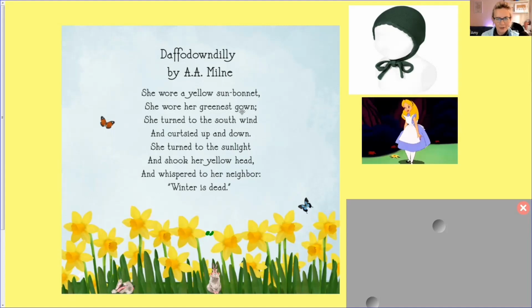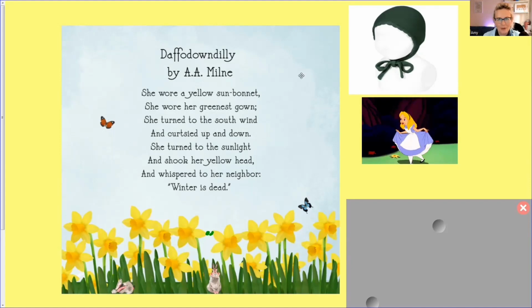Her greenest gown. A gown is another old-fashioned word that means dress. So this bit would be talking about the stalk, maybe the leaves as well. She turned to the south wind and she curtsied up and down. So turn to the direction of the wind, maybe to feel that wind on her cheeks, and curtsied up and down. This is an example of a curtsy like you might do to royalty. She turned to the sunlight and shook her yellow head and whispered to her neighbour, "Winter is dead."